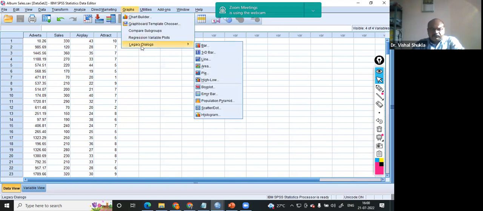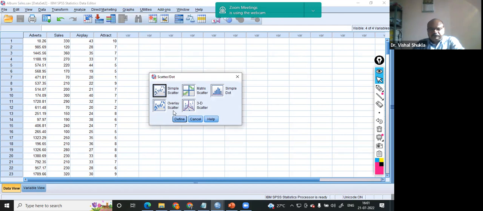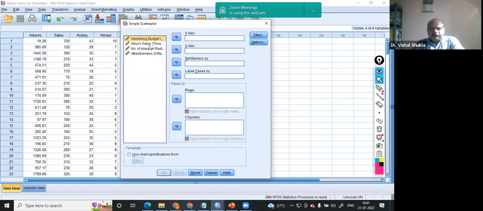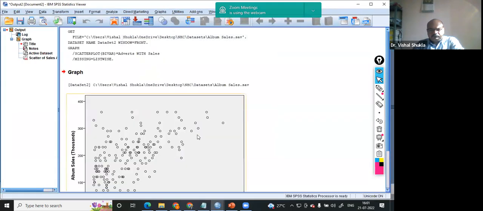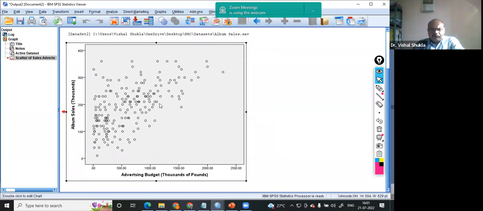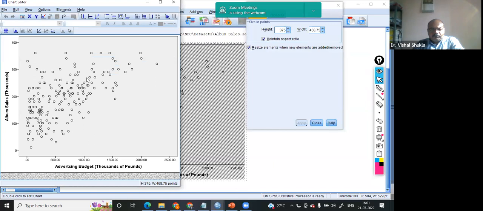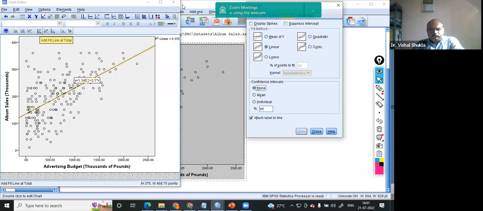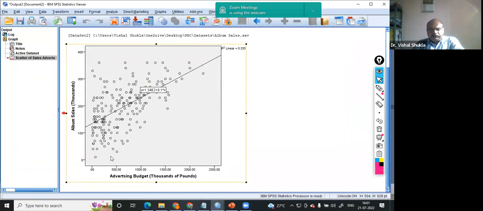So go to Graphs, go to Legacy Dialogs, and you will find Scatter/Dot here. Select Simple Scatter, Define. What is our Y? Album sales, and advertising budget I am taking. Okay, I got the scatter plot. Double click on it and draw a diagonal line at Fit Line at Total. You'll find that there is a linear association between the variables.